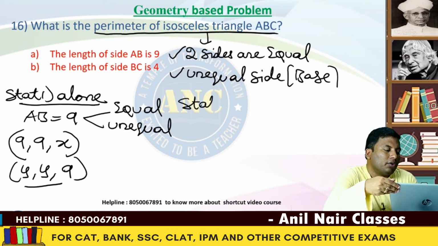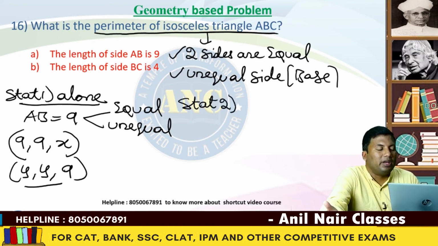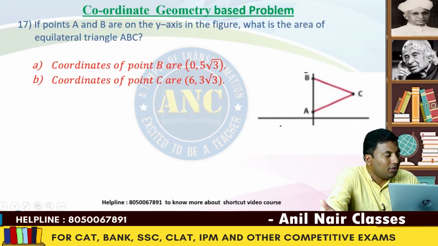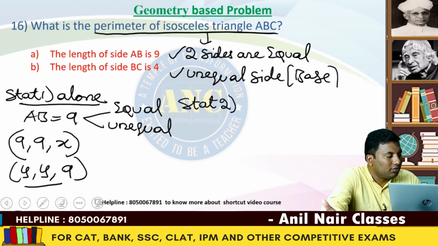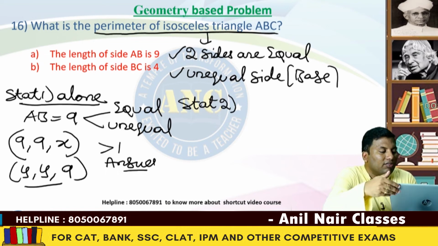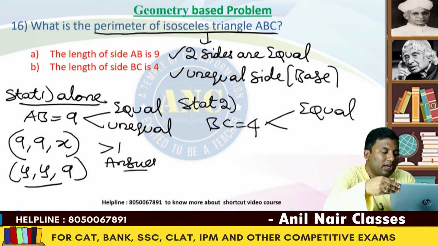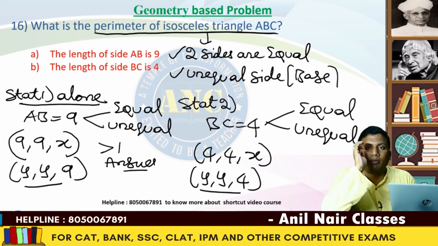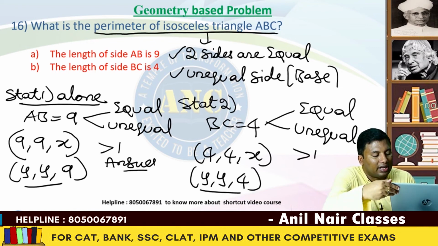Statement 2 alone. We don't know. It could be 18 plus x or 2y plus 9. Depending upon the values of x and y, the value will change. So I will get greater than one answer. Similarly, the length of side BC is 4. 4 could be an equal side or an unequal side. So it could be 4, 4, x, or it could be y, y, 4. Again I will get greater than one answer.